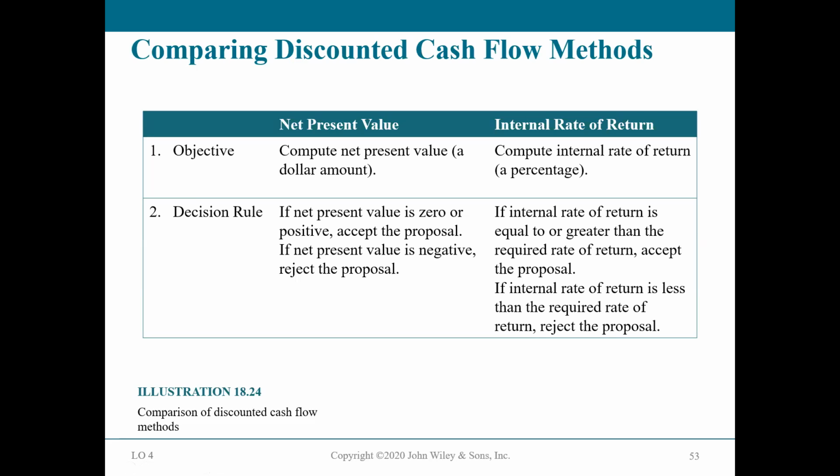So let's do a little comparison of the discounted cash flow methods. The objective of net present value is to compute an NPV, versus the internal rate of return computes the internal rate of return. So it's a percentage versus a dollar amount. The decision rule is if the NPV is 0 or positive, you would accept. Otherwise, reject. If the internal rate of return is equal or greater than the required, you would accept. Otherwise, you would reject. So similar outputs, 2 different ways of looking at it.